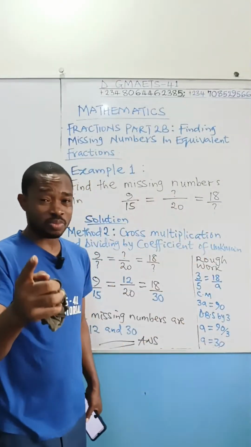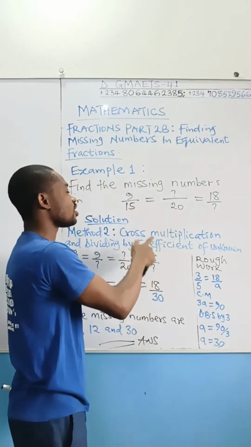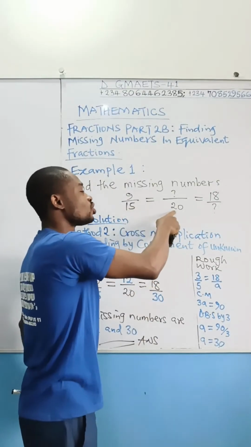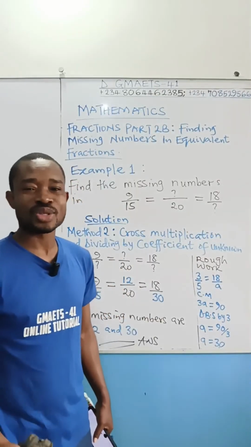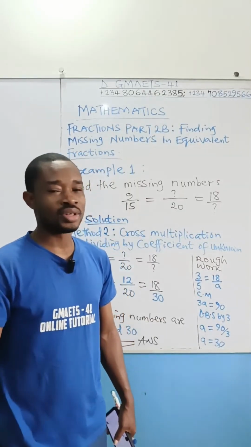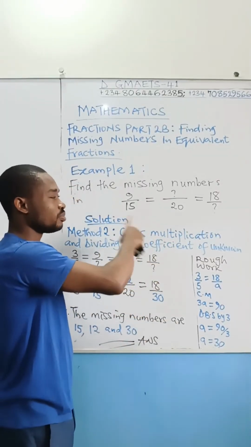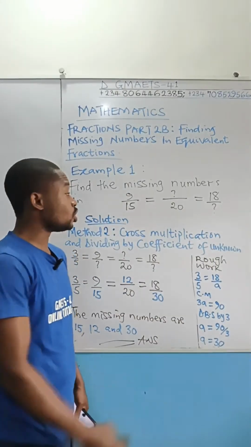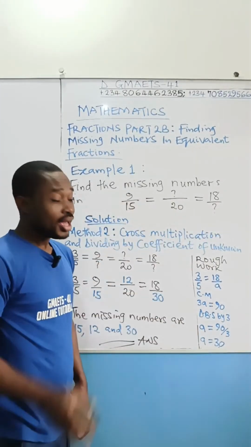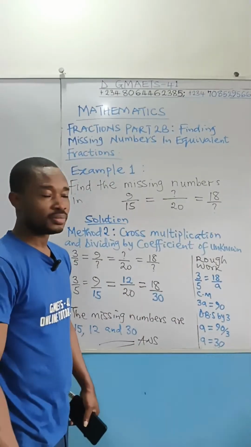You remember what I explained in method 1? Like in this case, 15 and 20, you ask yourself, what will you multiply 15 by to get 20? That will be very tough for you to do because it will give you a fraction. So I wouldn't advise that. But method 2, the simple equation method, cross multiplication, and dividing by the coefficient of the unknown, can solve it easily. That is the method I would like you to learn.